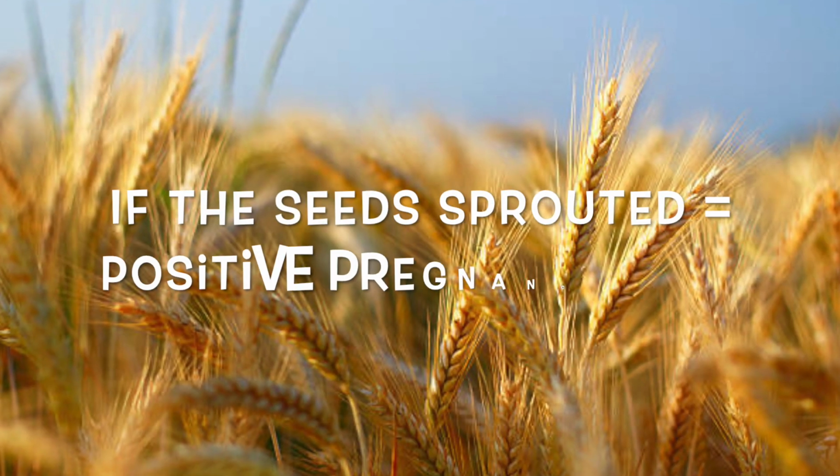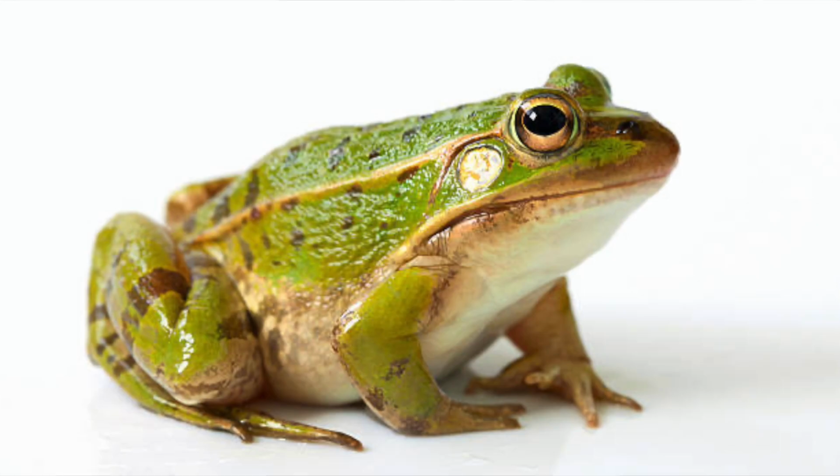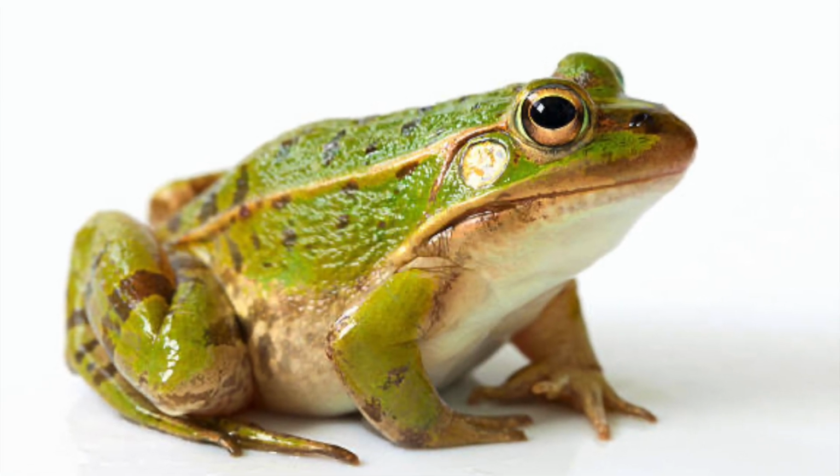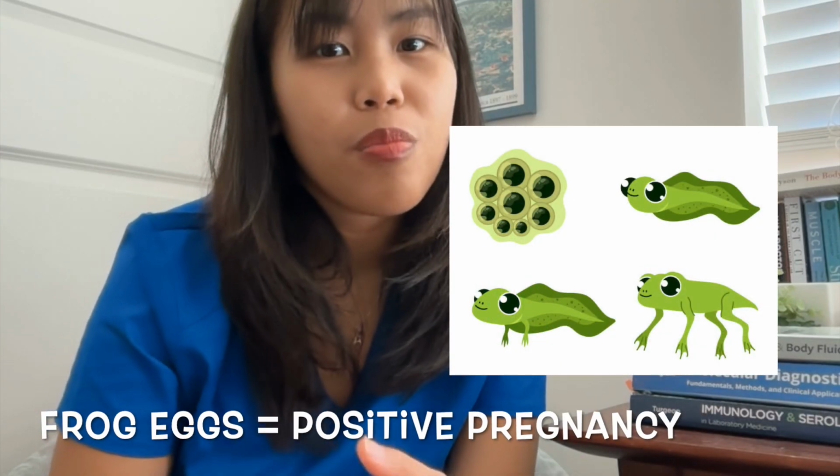In ancient times, one pregnancy test involved soaking barley or wheat seeds in urine. If the seeds sprouted, congratulations, you were pregnant. Surprisingly, this test was actually fairly accurate by modern standards. Later on, doctors turned to frogs. When a woman's urine was injected into a female frog, the frog would release eggs if pregnancy hormones were present. Crude? Absolutely. A little unhinged? Maybe. But it worked, and it laid the groundwork for modern hormone testing.